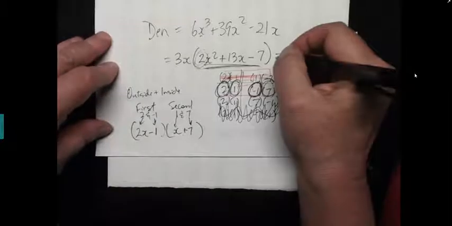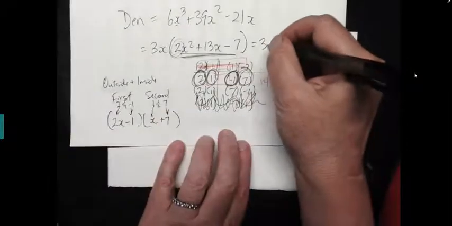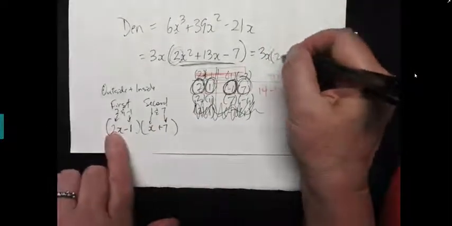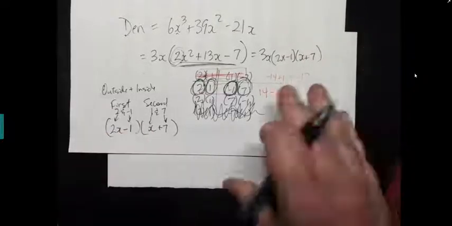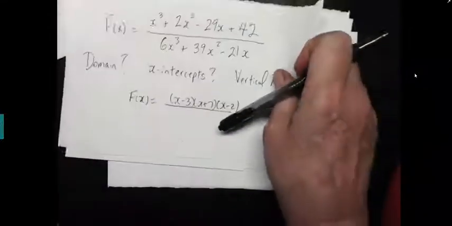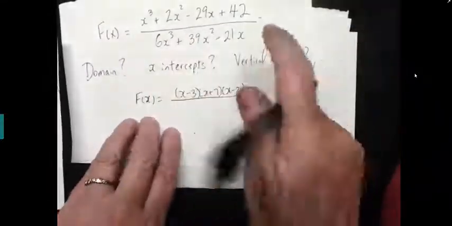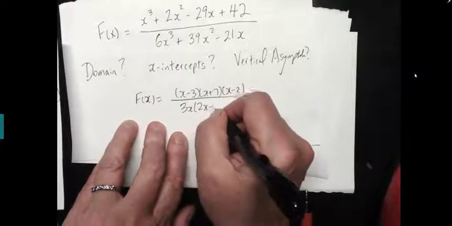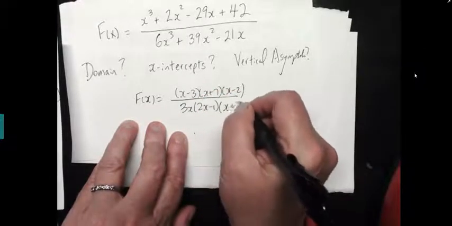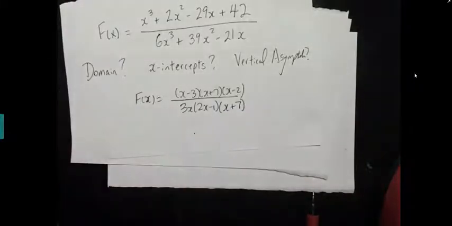So, this can be written as 3x times 2x minus 1 times x plus 7. So I get back to my original problem, and so this can now be factored as 3x times 2x minus 1 times x plus 7. Okay, that's the factored form.